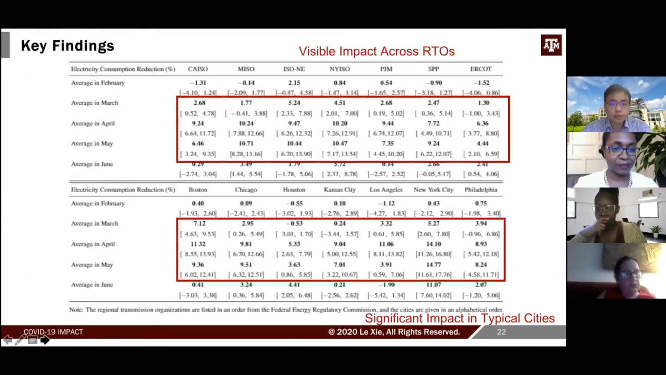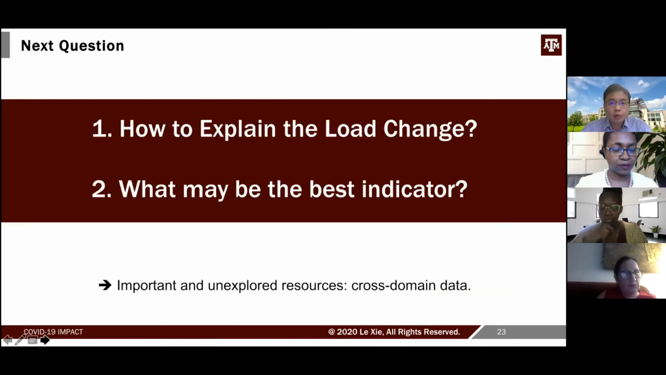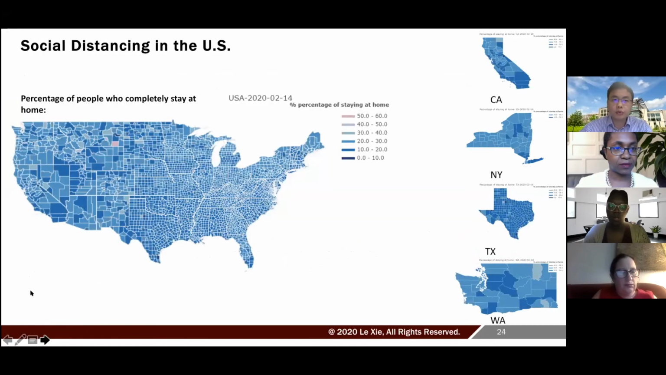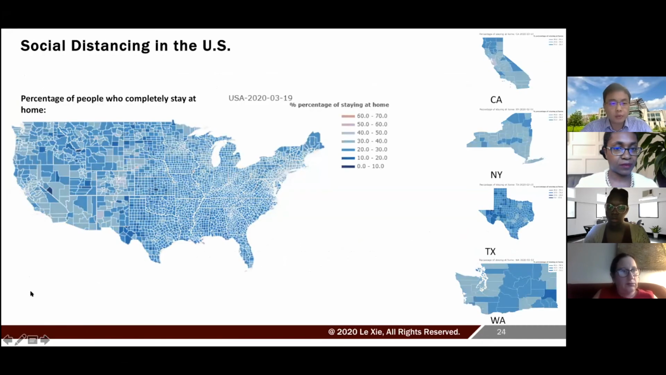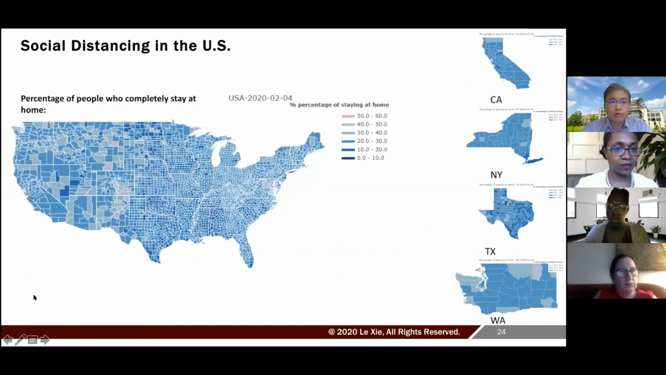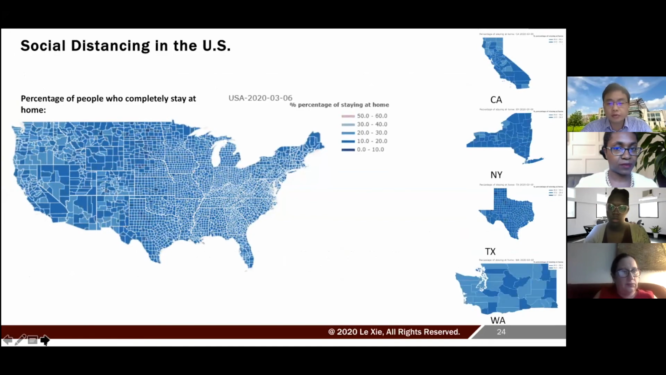Sure. Okay, I'll then wrap up my talk with one last message, which is how do you explain that? How do you best indicate this kind of change? So that is really, again, this cross-domain approach that is going to give us a lot of insight. So I want to give you some visualization of the mobility data of the US population.